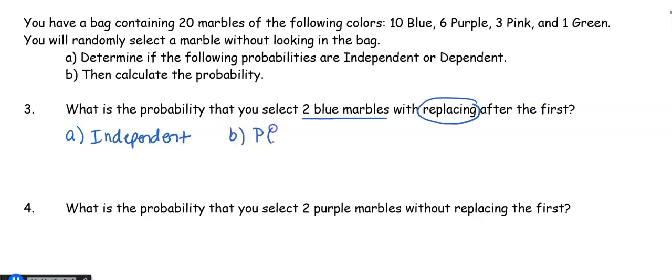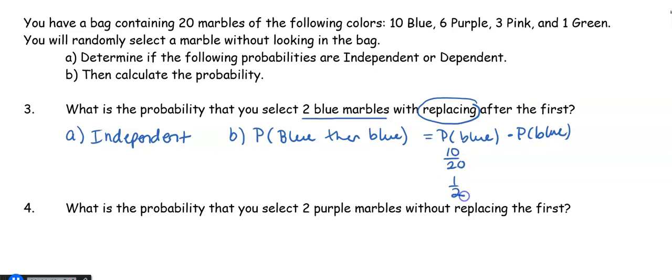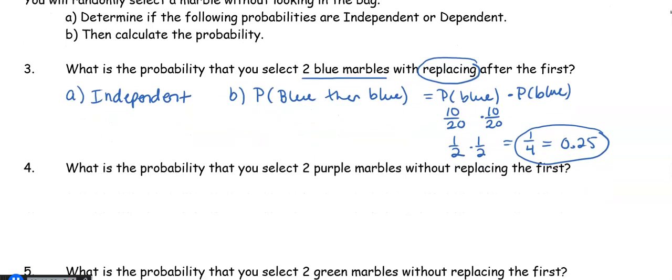So the probability of picking blue, then blue, is the probability of blue times the probability of blue. I put that marble back in the bag, so I don't have to change anything about my sample space. Looking here, there are 10 blues and 20 total, which is 1/2. Now that second marble pull is still 10 out of 20 because I put the blue marble back in there, so it's just as likely. So it's 1/2 times 1/2, making that 1/4, which is 0.25 probability. Hopefully it's all starting to come together and make sense.